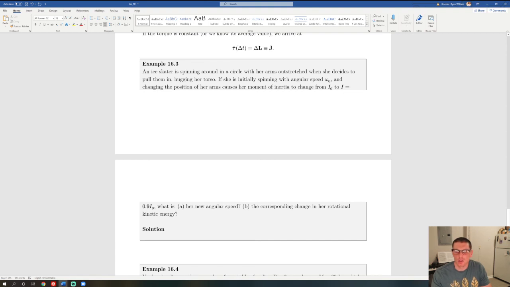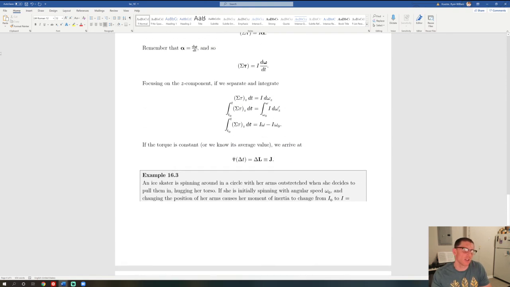I want to work some examples. I actually have some demonstration videos that I want to show you that I think are pretty good. Hopefully they will help convince you that momentum is conserved, and that angular momentum is generally conserved in the absence of external torques, and that it is in fact a vector, right? So let's look at some of these demos here.